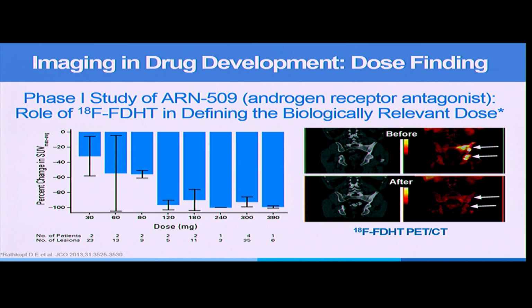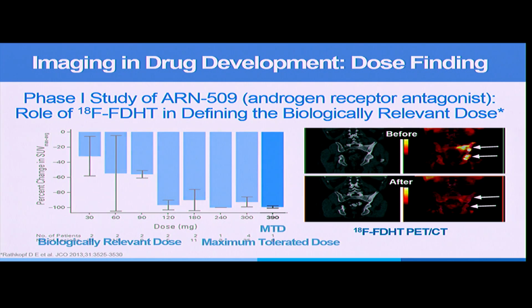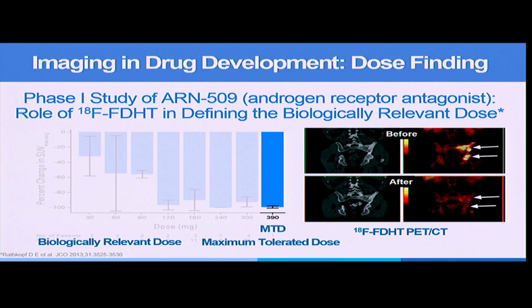I showed an example how PARP inhibitors could potentially be used in the future to image this. This actually already happened at Memorial some years ago, where this ligand called FDHT that binds to the androgen receptor was used to guide the dose of this anti-androgen called AON509 for phase 2 clinical trials. You see on the y-axis the changes in the PET signal at different doses in this phase 1 study. While the maximum tolerated dose was found to be 390, there was not much change in the PET signal after a dose of 120 had been reached, and therefore, as a kind of compromise, a dose of 240 was selected for phase 2 clinical studies to have some safety buffer built in.